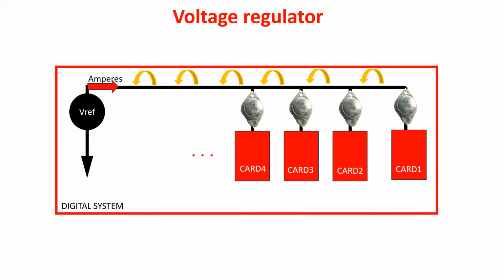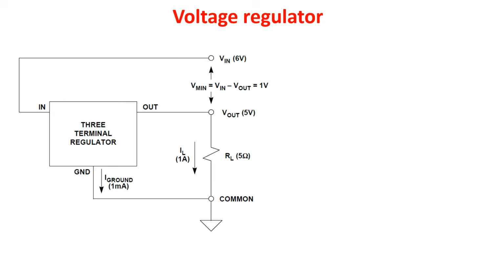So, for example, we can have an unregulated centrally located power supply of 15 volts and many stable and accurate 5 volts on-card regulators. Here you see a basic 3-terminal regulator with 6 volts as an unregulated input voltage and 5 volts as a regulated output voltage. The load current is 1 ampere and has to be much larger than the ground or quiescent current. If we consider the input current equal to the load current, we can say that the power dissipated by the regulator is this, and it is as much smaller as the voltage drop, V in minus V out, is smaller.